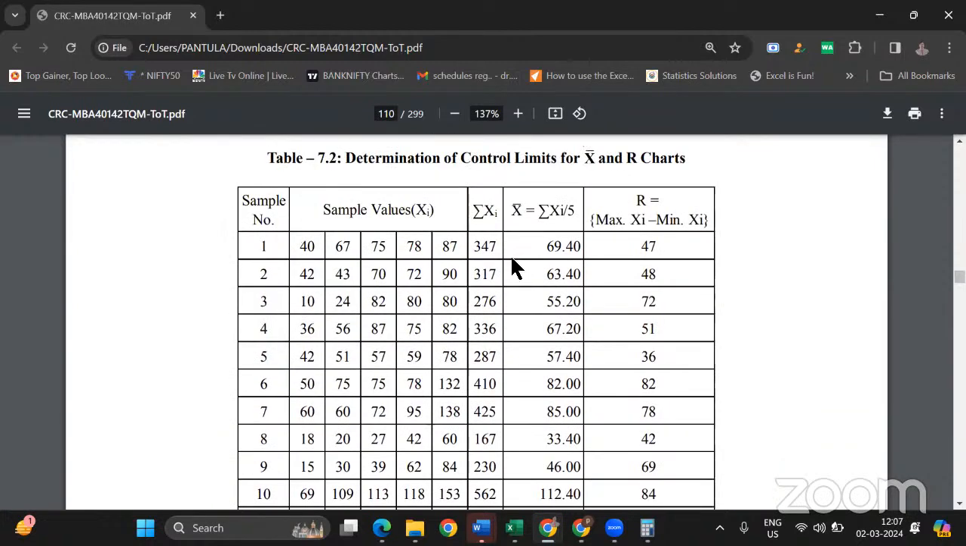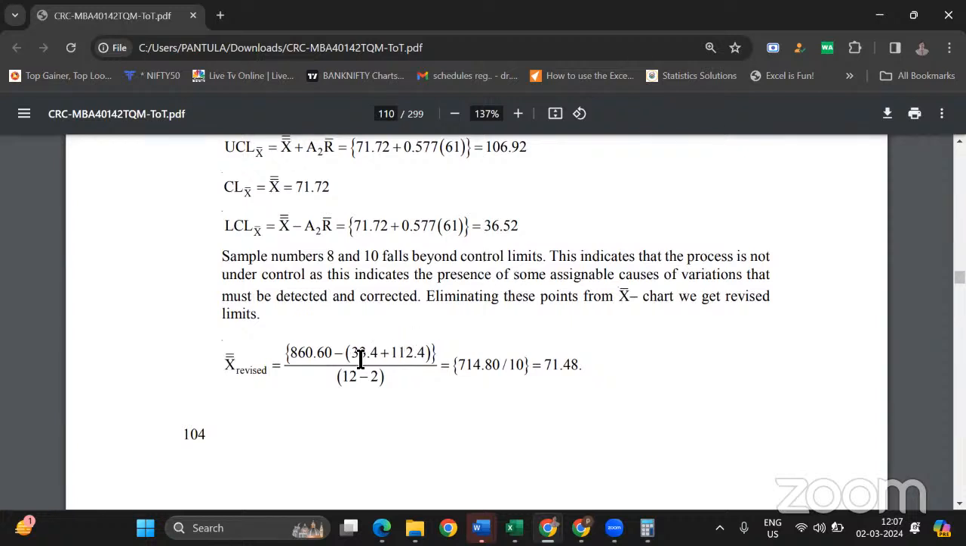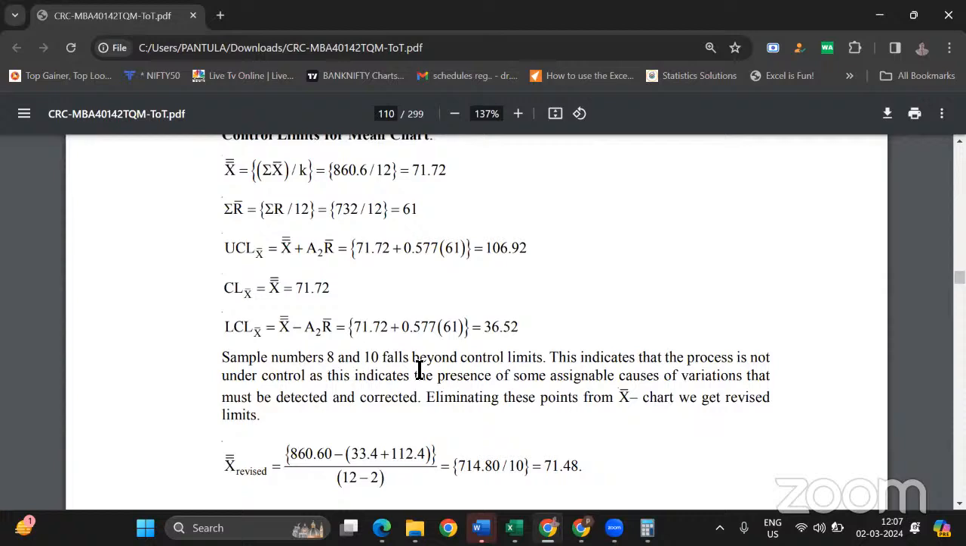So this is how we get these values. Sample numbers 8 to 10 fall beyond the control limit. This indicates that the process is not under control. It indicates the presence of some assignable cause variation that must be detected, corrected, and eliminated. For the X bar chart we get the upper control limit and lower control limit. Now here, sample numbers 8 and 10.